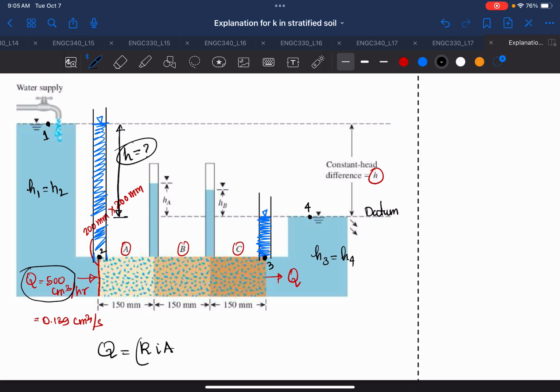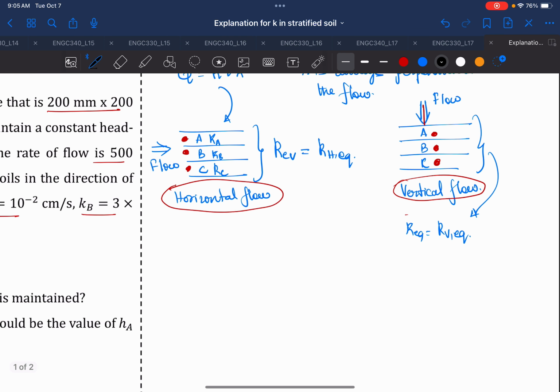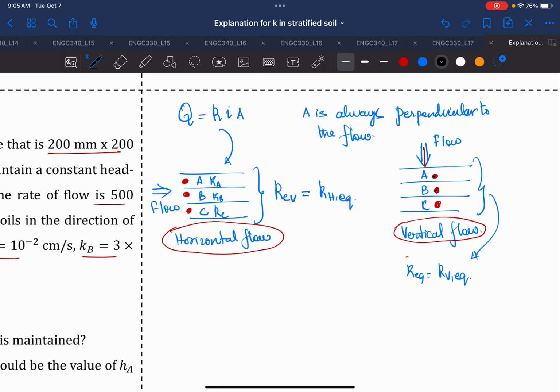But because this is a stratified soil, we need to know what k we are using, because we have to find an equivalent permeability coefficient, or equivalent k. So let's look at how the water is flowing through the layers of soil. You see that the flow has to pass through layer A, then layer B, and then layer C. Because it has to pass one at a time, as we learned when comparing, the flow passes one layer at a time.